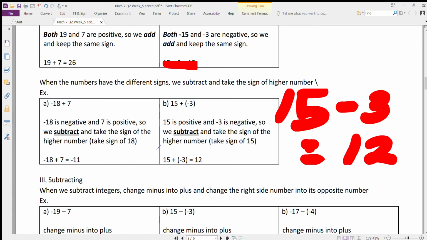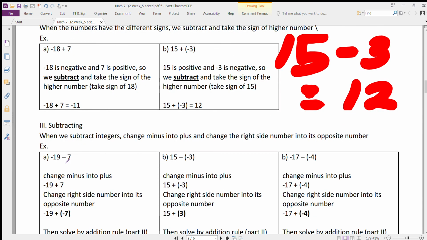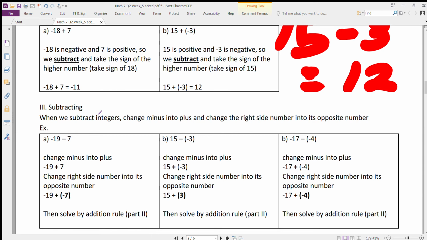Now the last part, subtracting. Now suppose we're going to subtract integers. There's only one step, actually two steps. It's a two-step process. First, change minus into plus, and then change the right side number into its opposite number.